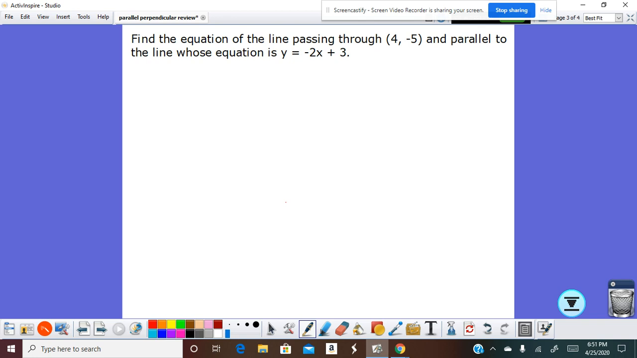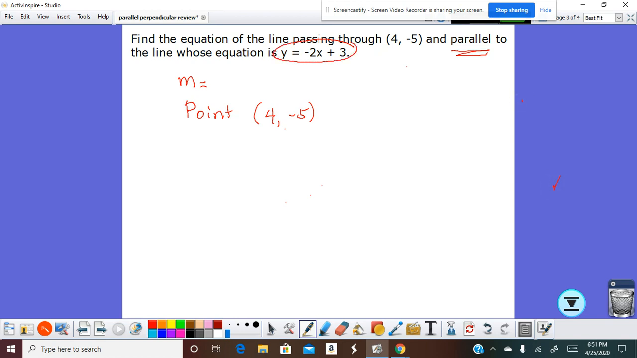Find the equation of the line passing through (4, -5) and parallel to the line whose equation is y = -2x + 3. To write down the equation of the line, we need the slope and the point. We know that the line is passing through the point (4, -5) and parallel to the line whose equation is y = -2x + 3.